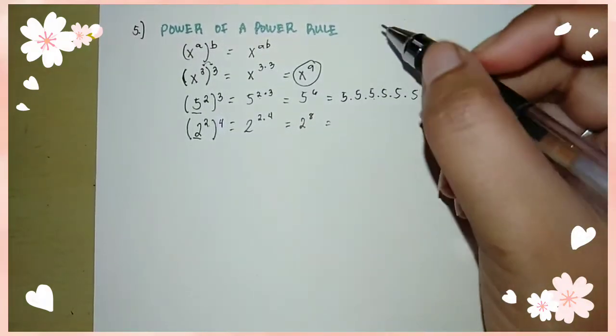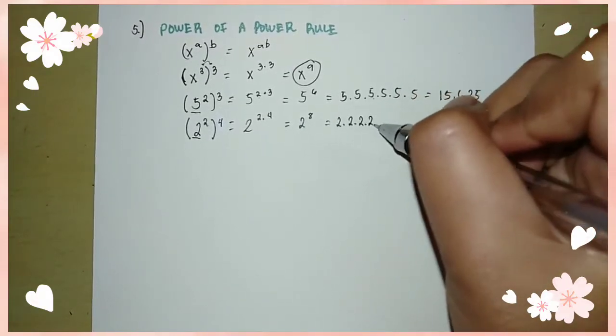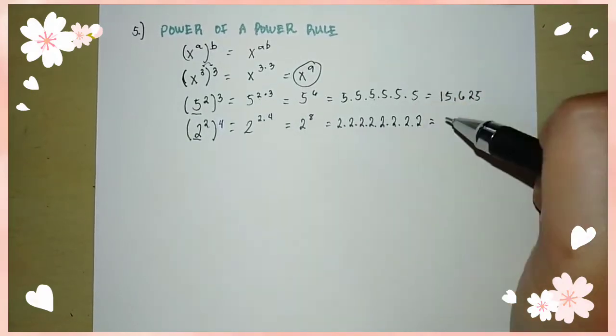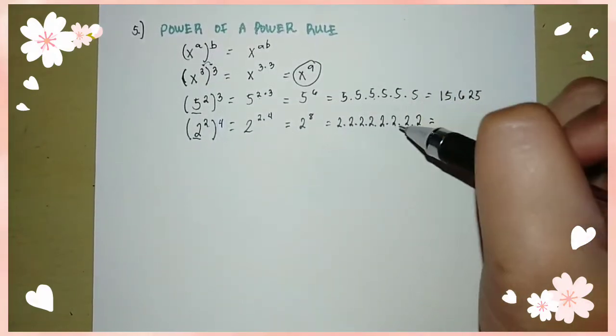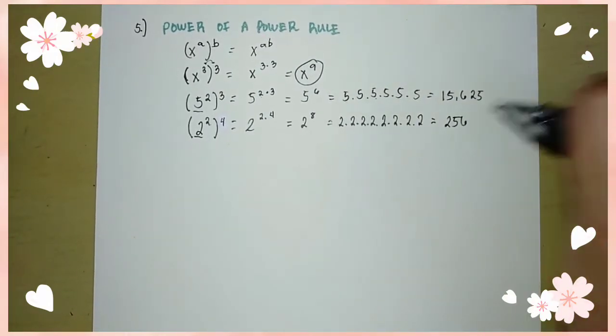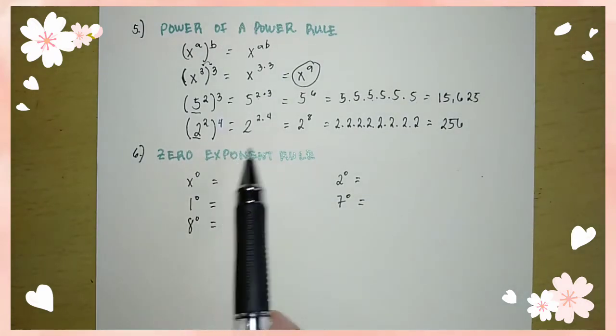And then, of course, expand natin. 2 times 2 times 2 times 2 times 2 times 2 times 2 times 2. Dapat 8 yan, okay? 1, 2, 3, 4, 5, 6, 7, 8. Then, the answer will be 256. So, ganun lamang kasimple ang power of a power rule. Alright? So, for the next one, we have the zero exponent rule.